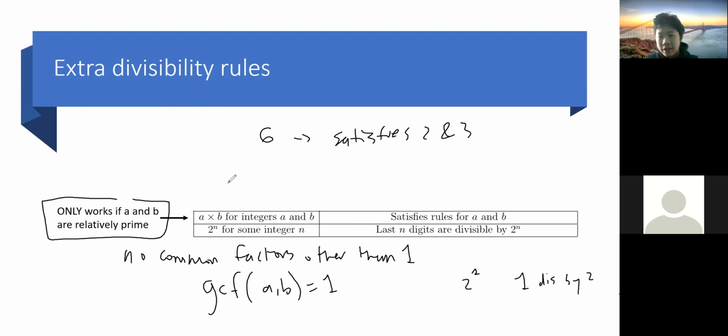right? That makes sense, right? If the last digit of a number is divisible by 2, the whole number is divisible by 2. That basically means it's even, right? If we have 2 squared, that means the last 2 digits are divisible by 2 squared. This is by 4, right? And that's the rule for 4, right? So basically, this is the pattern for any power of 2, the rule for any power of 2. Any questions here?